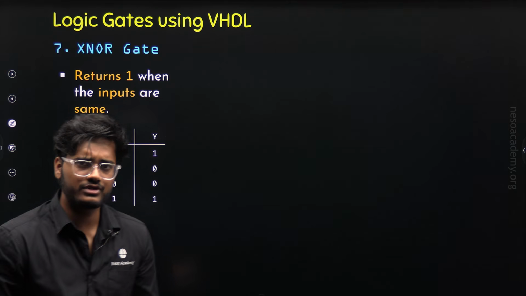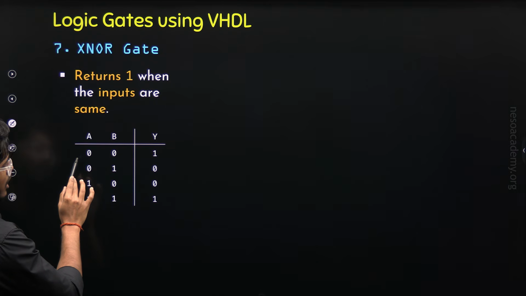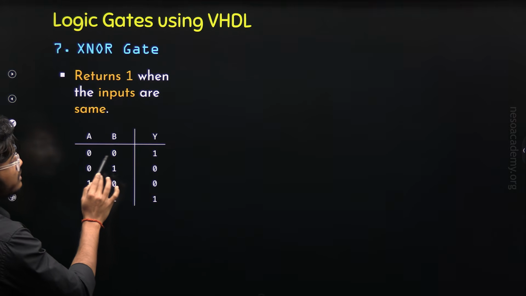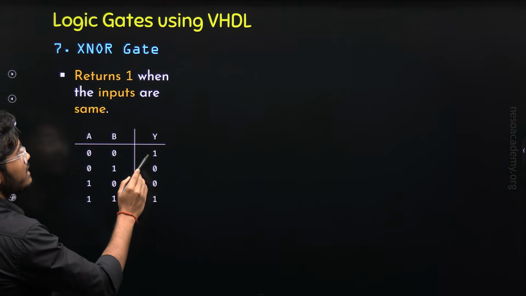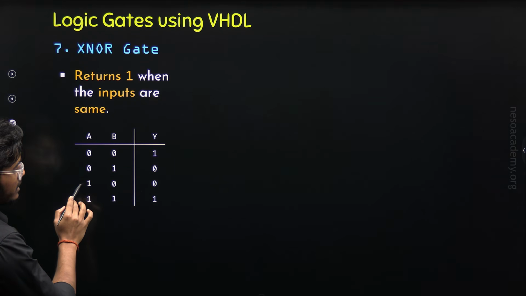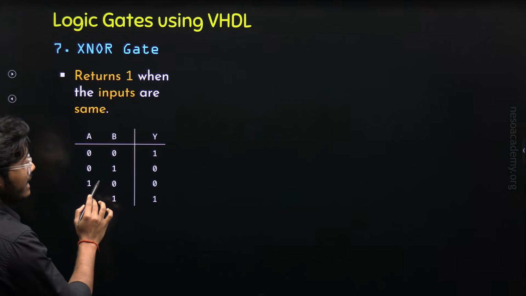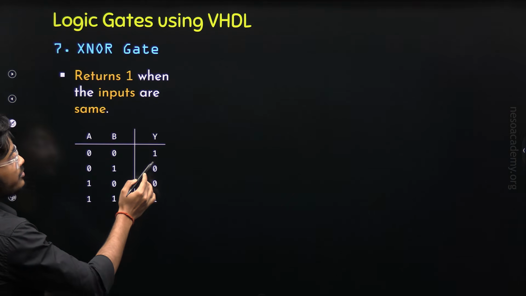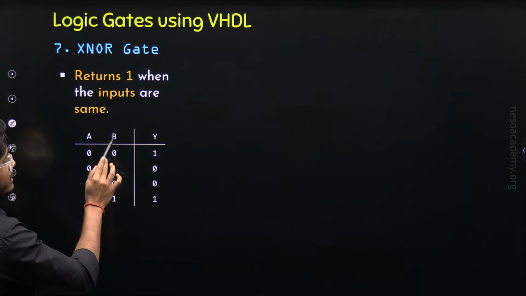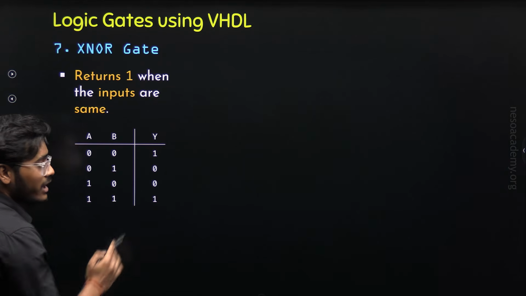Let's understand this using the truth table. Here in the 4 input combinations, look at the first input combination when A is 0 and B is 0, which means both inputs are same. That's why the output is 1. In the second and in the third input combinations, both input combinations have different inputs. Therefore, the output is 0. In the last input combination, both inputs A and B are equal to 1. Therefore, the output is 1.